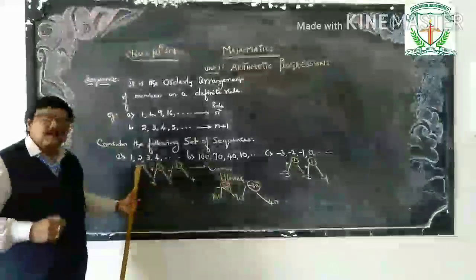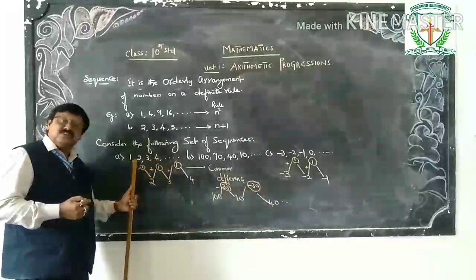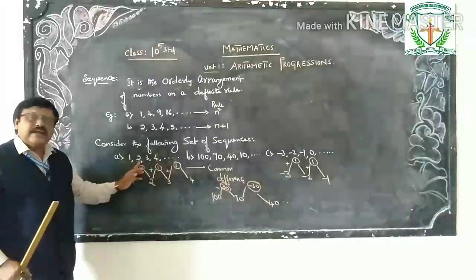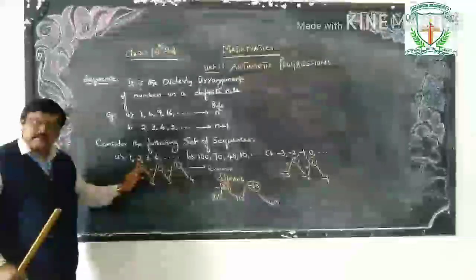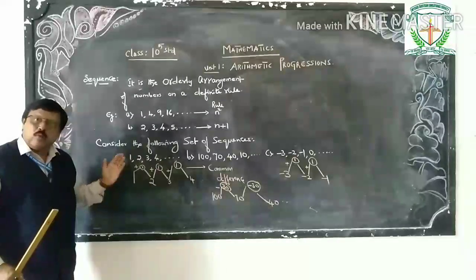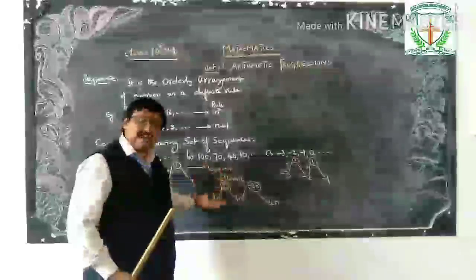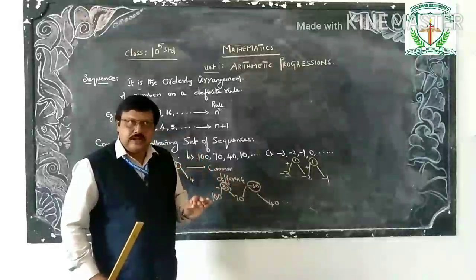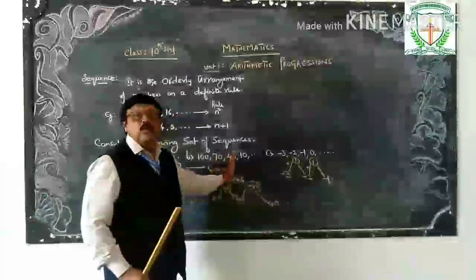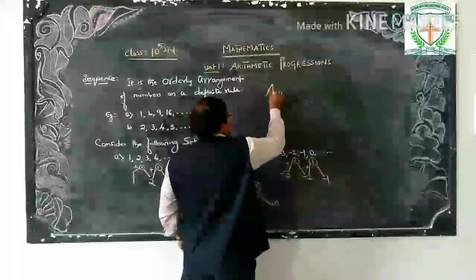Here in the first one, each term is 1 more than the preceding term. For example, 2 is 1 more than 1. If you take 3, it is 1 more than 2. That means 2 plus 1 is 3. So the preceding term is increased by 1 to get the succeeding term. Here, minus 30 is added; plus or minus, it is called addition only. You add minus 30 to 100, you get 70. Minus 30 to 70, you get 40. All such groups of numbers are called arithmetic progression.